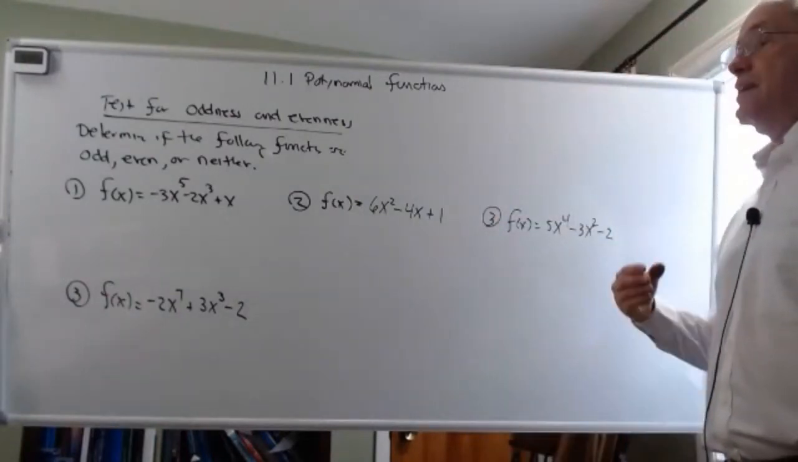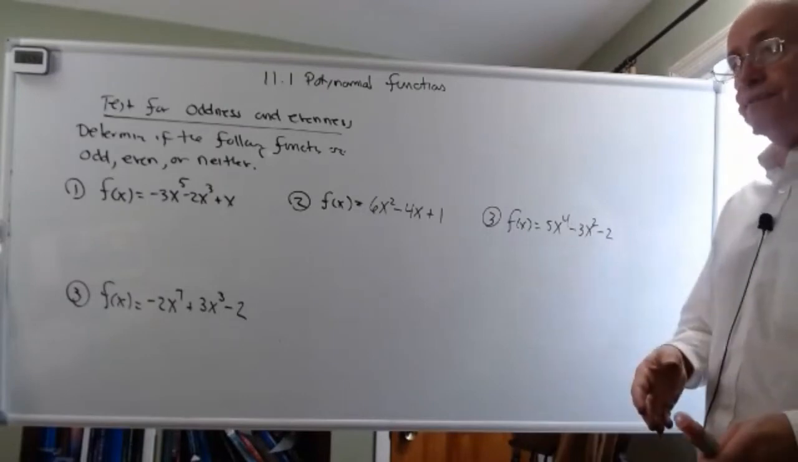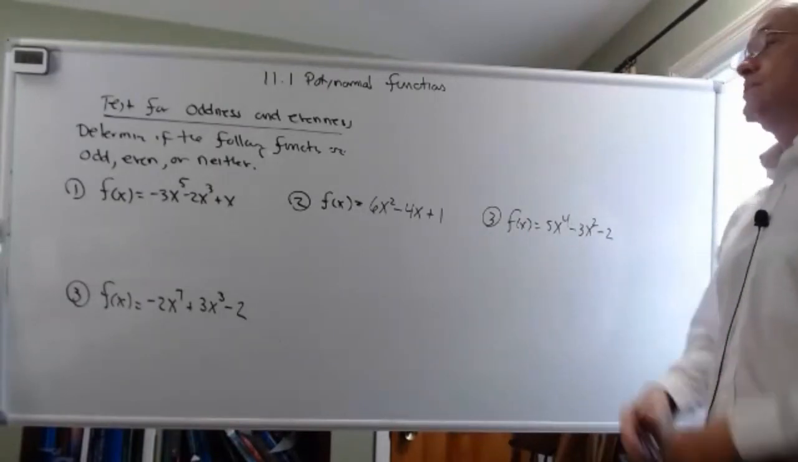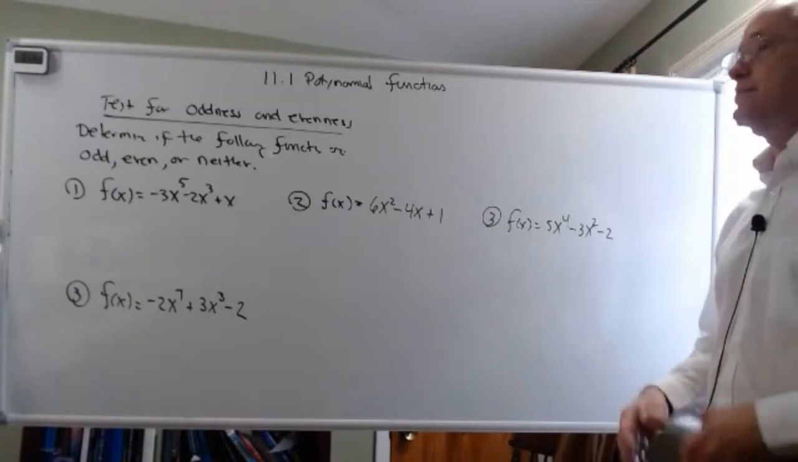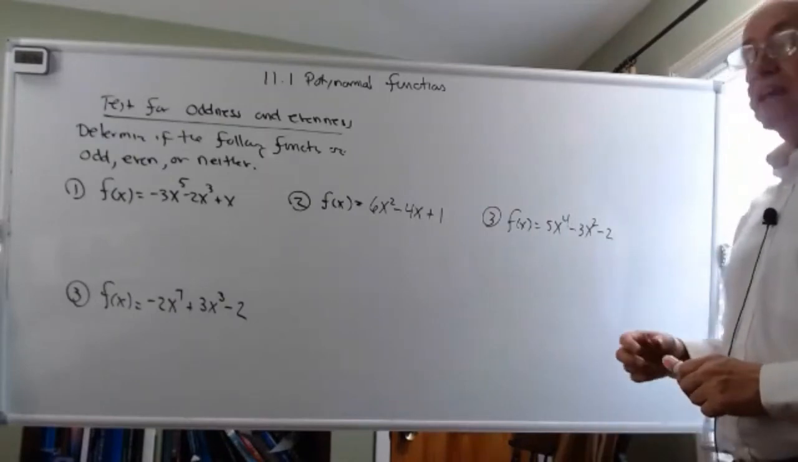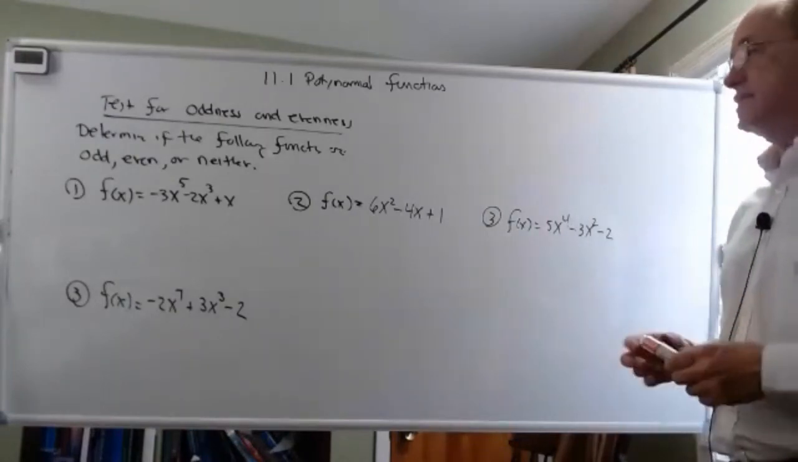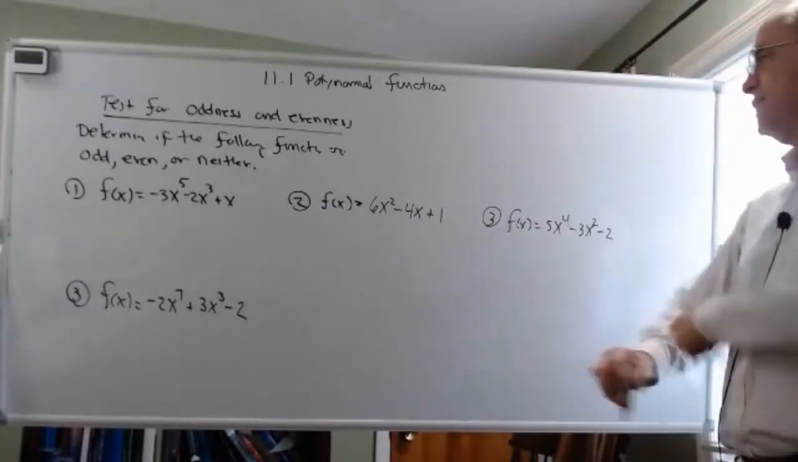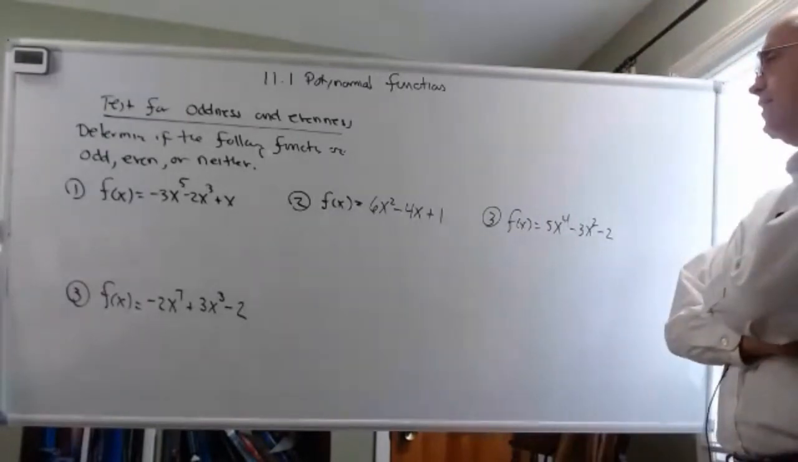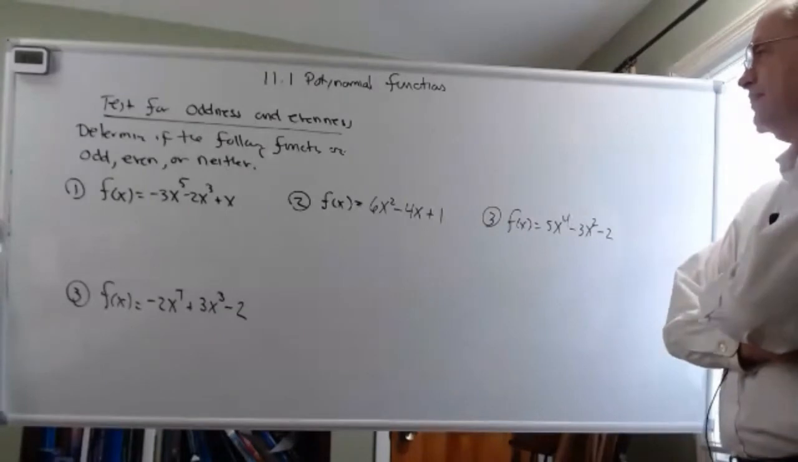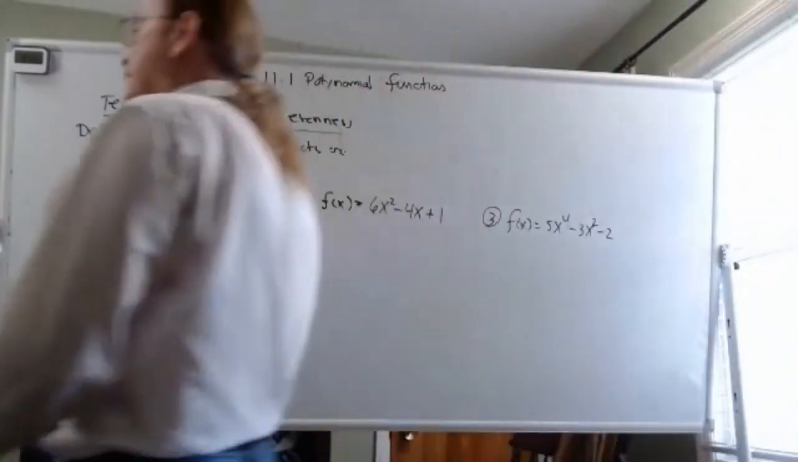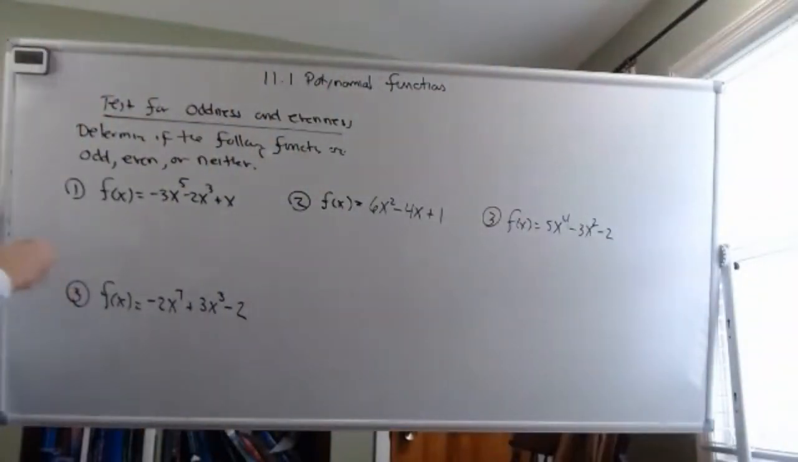If f of negative x gives you the negative of f of x, it's odd. If it gives you a positive f of x, it's even. If it doesn't satisfy that condition, it's neither. And showing it is the important thing.